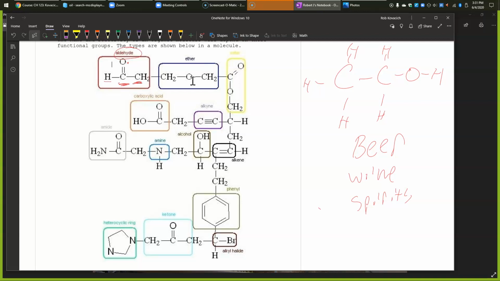Okay, so the next one over is called an ester. So the ester is kind of like an ether, except instead of it just being two regular carbons on each side, one of the carbons is doubly bonded to an oxygen.